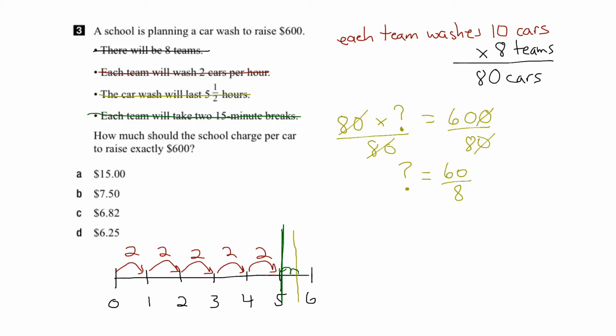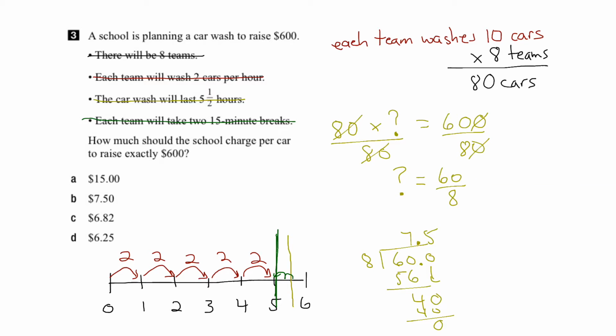So if we do the division, 60 divided by 8, 8 goes into 6 zero times, so 8 goes into 60 7 times, 56, remainder 4, add a 0. If I do that, I'm going to put a decimal there. 8 into 40 goes 5 times. So 60 divided by 8 is going to be 7.5, or in our case, $7.50. And that is $7.50 per car.